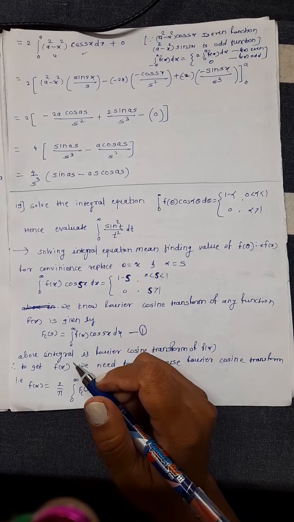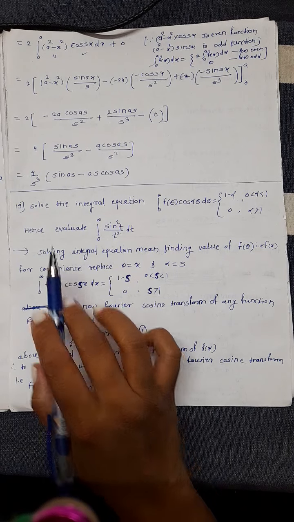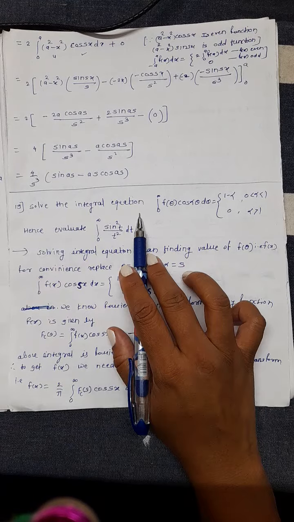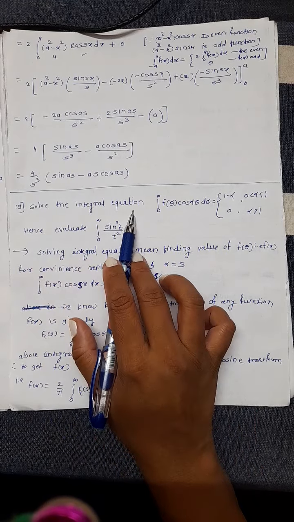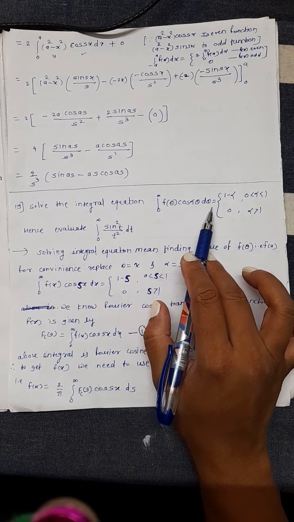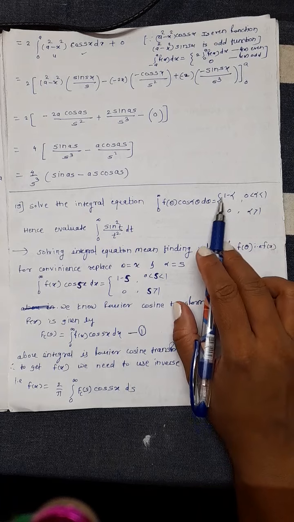Hello everyone. Let us see the next example of this chapter. Solve the integral equation. This is the 19th example. Solve the integral equation: integration 0 to infinity f of theta cos alpha theta d theta. Theta is the variable here.